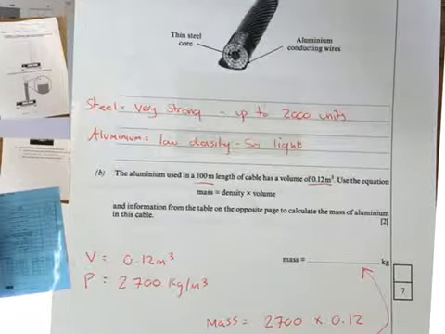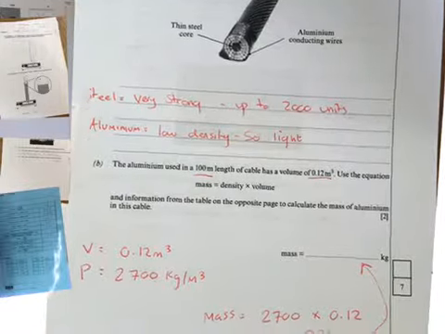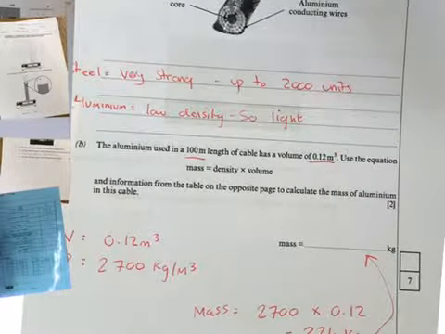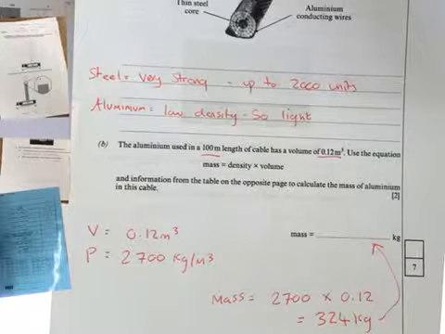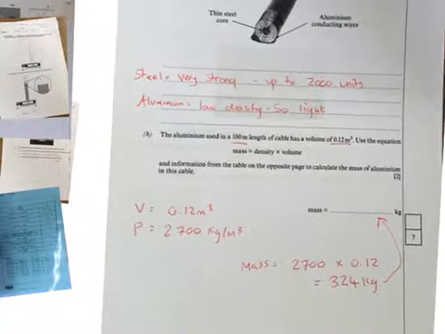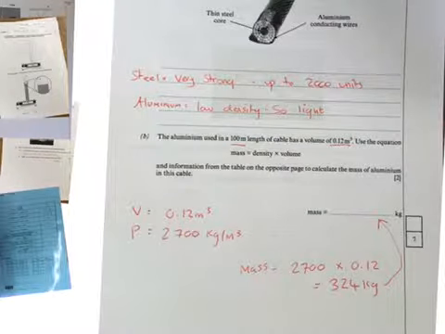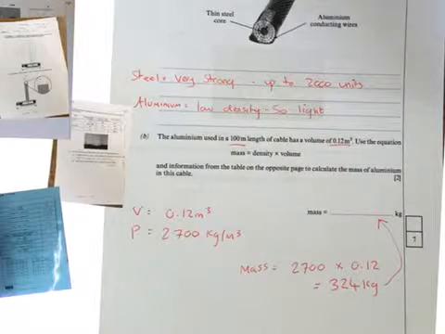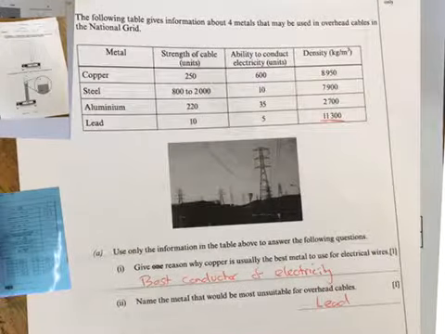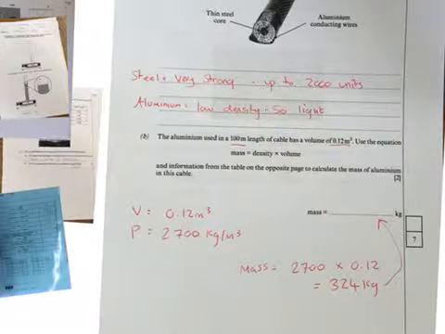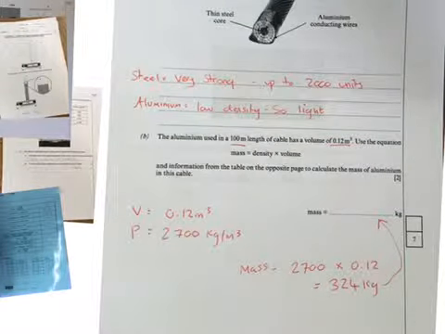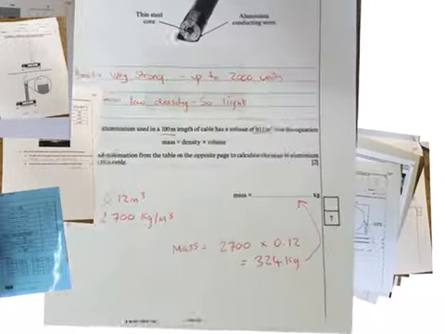Aluminium used in a 100 meter length of cable has a volume of 0.12 meters cubed. Use the equation mass equals density times volume and the information from the table opposite to calculate the mass of the aluminium in the cable. So let's look at the mass. We need the volume, which we've got from here, and we need the density from the table. From the table, you can see the density for aluminium is 2700. And that's why I've got it there, 2700 kilograms per meter cubed. And then I do the calculation, and it comes out to be 324 kilograms, because we're working in kilograms this time.